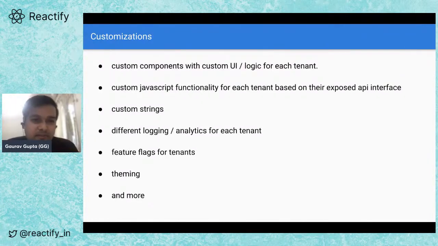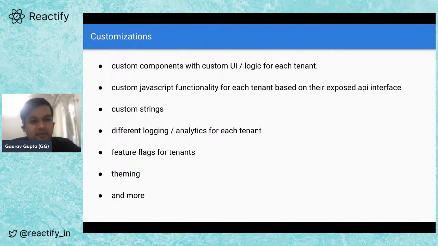General customization that you can expect: custom components with custom UI or logic for each tenant, the same example that I just gave. Custom JavaScript functionality for each tenant based on their exposed API interface. Again, if you need to integrate your application within the tenant mobile application and they already have some methods exposed for integration, then you may or may not be in a position to say that, okay, we are only going to respect certain method names and not the others, because if you are using the tenant functionality to extend it to your users, you have to agree to their existing interfaces.